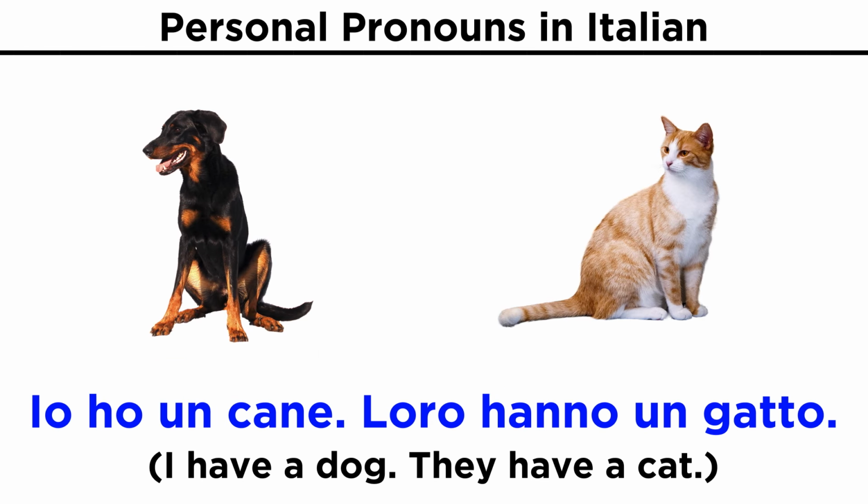Let's use some of these words in a sentence. Io ho un cane. Loro hanno un gatto. I have a dog, they have a cat.